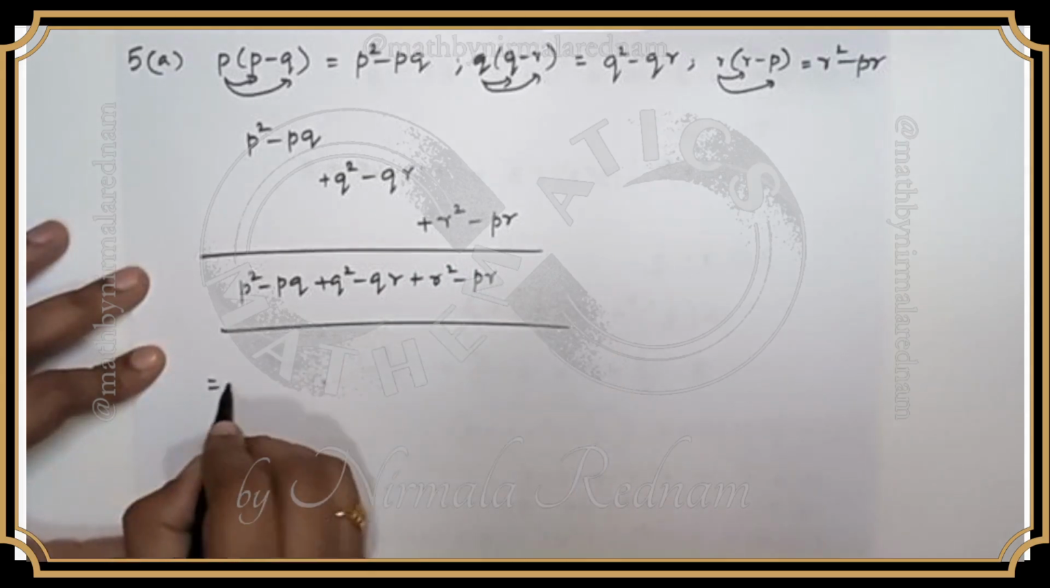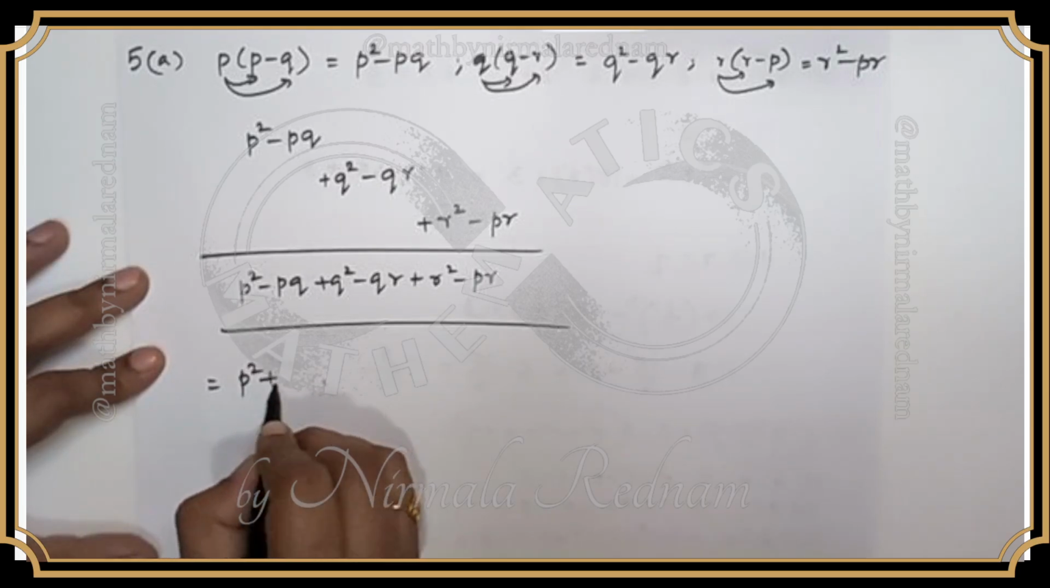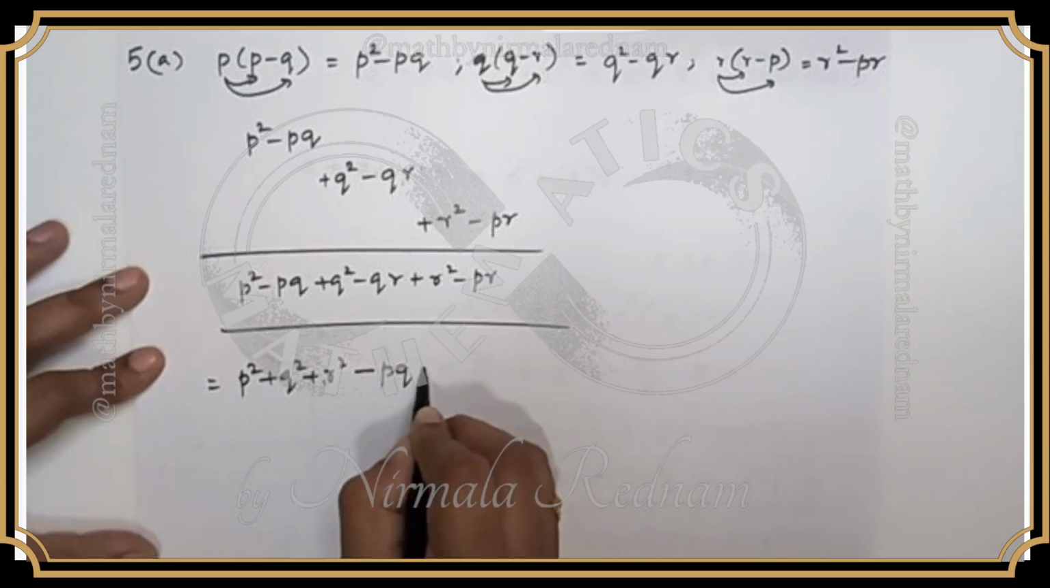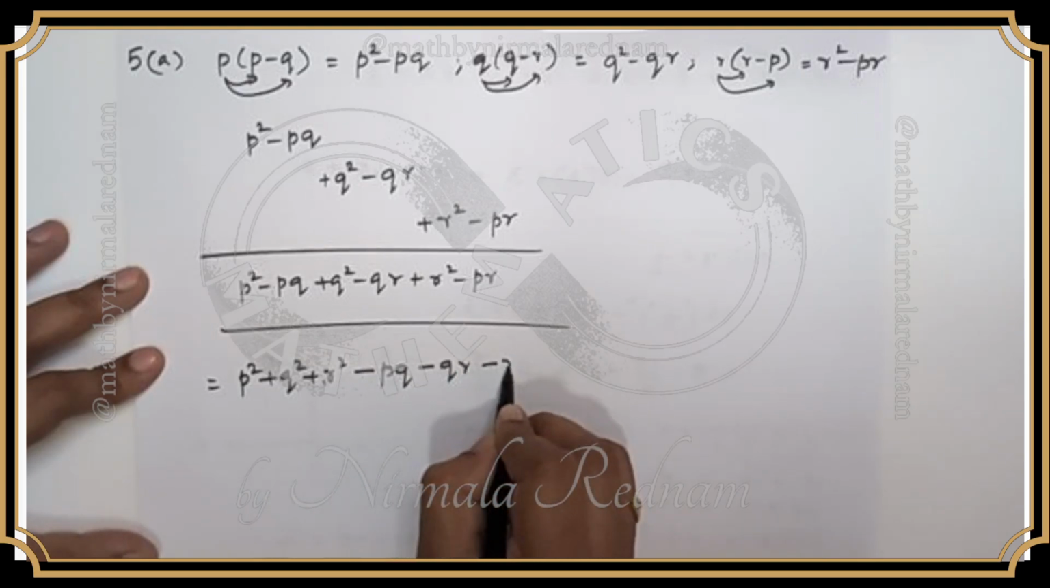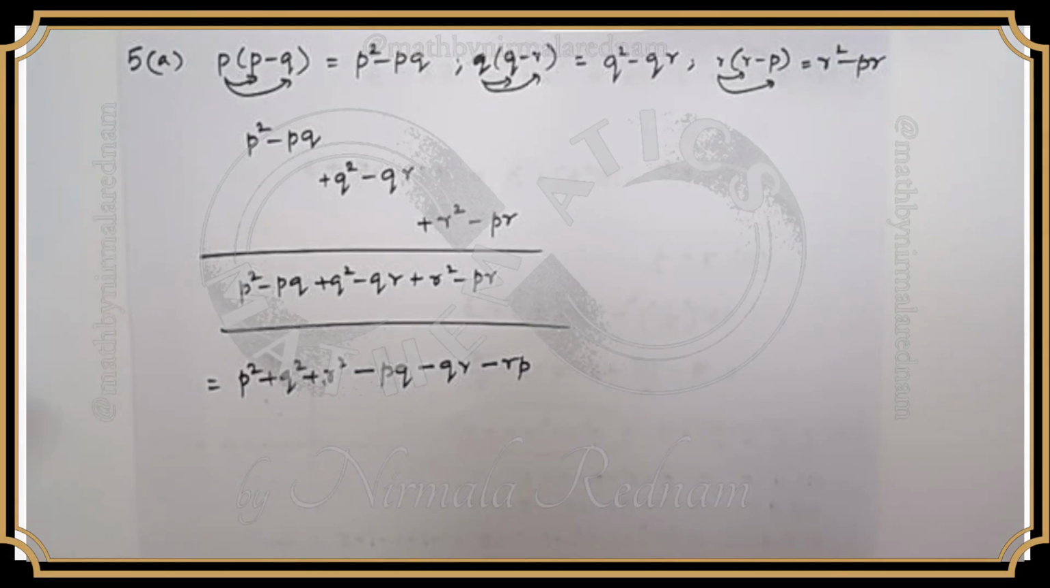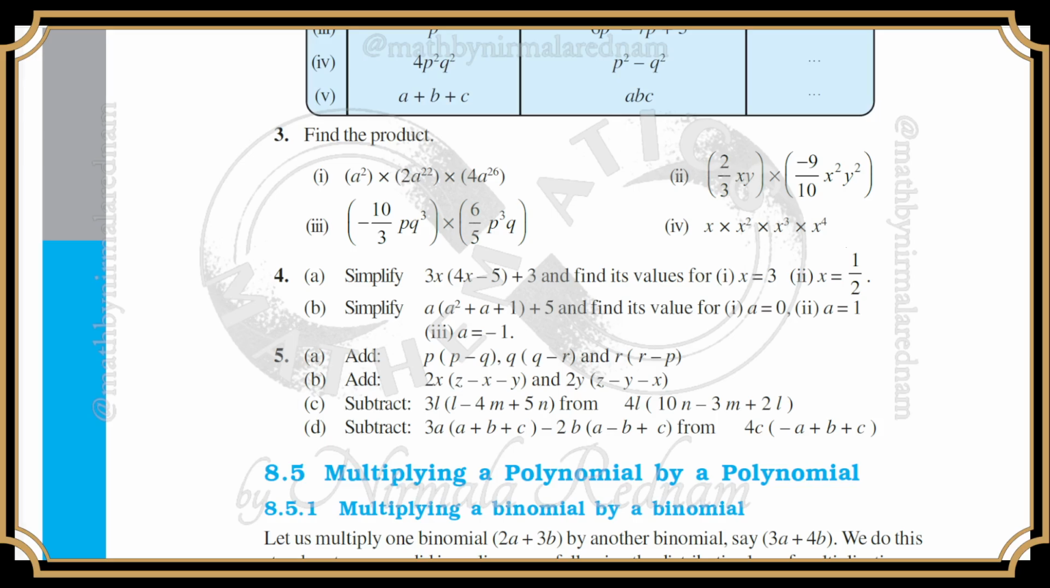Now I'm going to write it in standard form. That is P square plus Q square plus R square minus PQ minus QR minus RP. I've written PR as RP. It is one and the same. So this is your first sum of simplifying and adding. Let's look at the second sum. They have given two expressions. First, let us find the product and then we can simplify it.